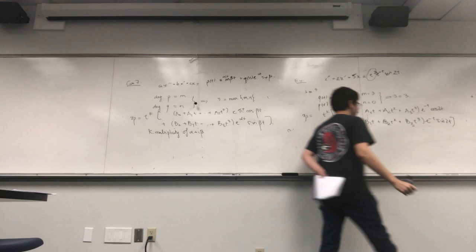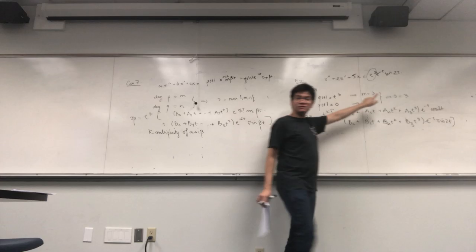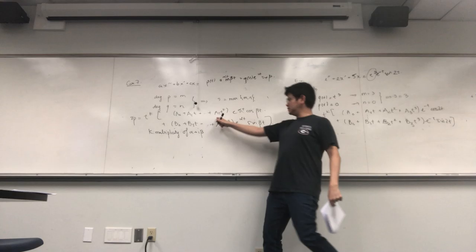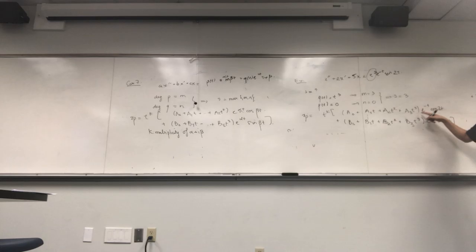All right, so this is the form. After you know what m and n are, you take the maximum of them, which is 3. So s in this case will be 3. You replace it here, and you're going to get t to the k, a0, a1t, a2t squared, a3t cubed. The exponential here will go to here. And the cosine 2t will go from here. So you have cosine 2t and sine 2t. All right?